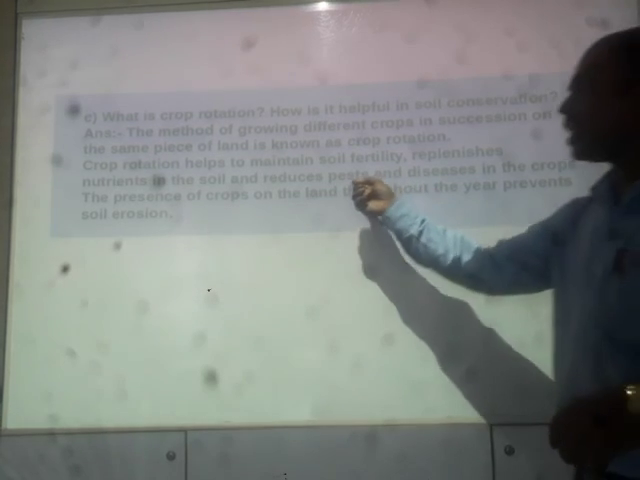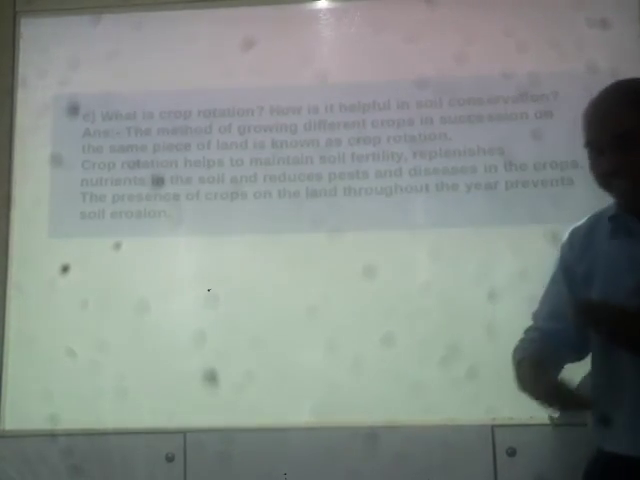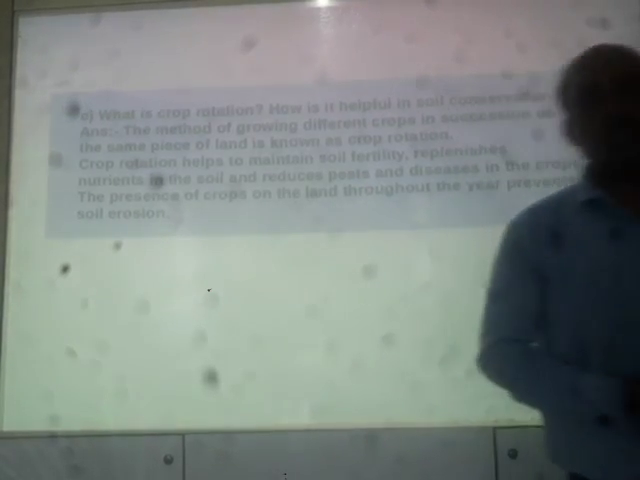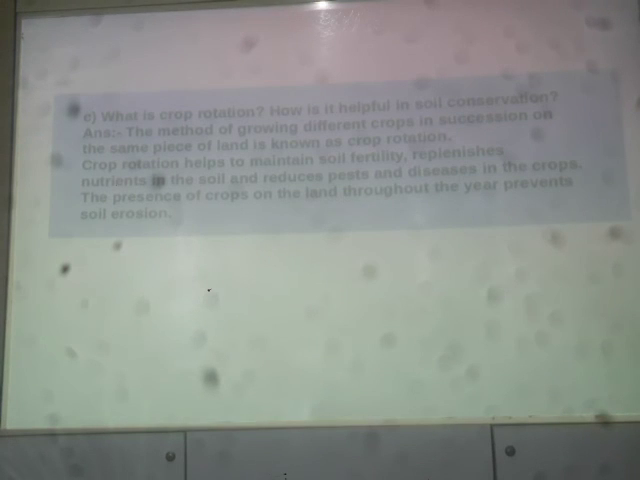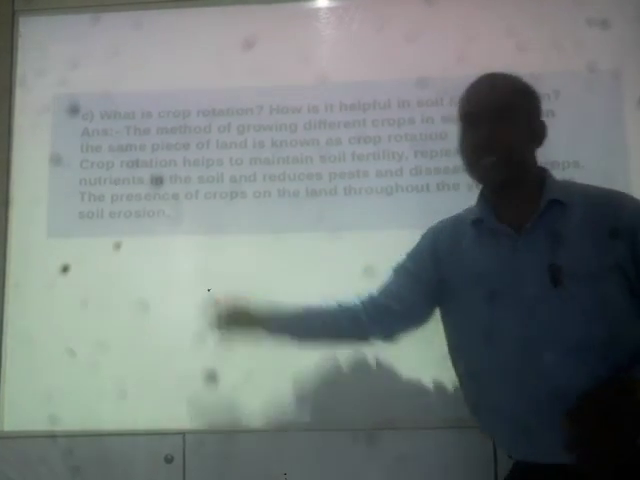These pests can eat a particular type of crop, but we are growing different crops. If we are growing different crops, then these pests do not get enough food to eat. That's why the diseases in the crops also get reduced, as diseases in the crops are caused by these pests only. The presence of crops on the land throughout the year prevents soil erosion.